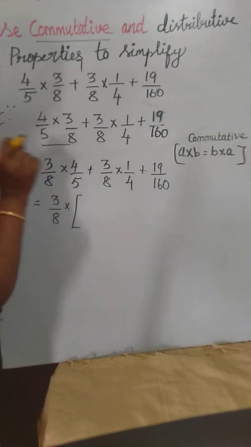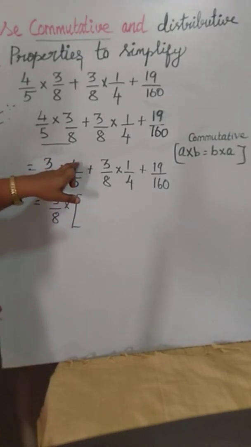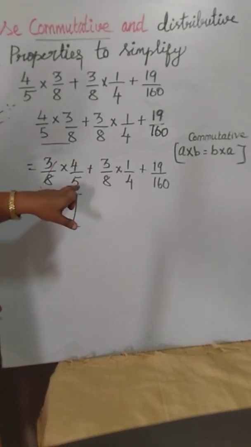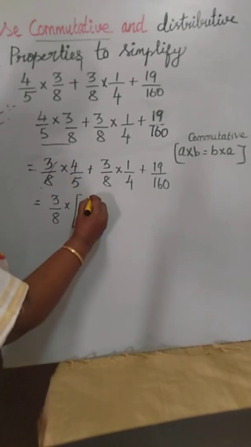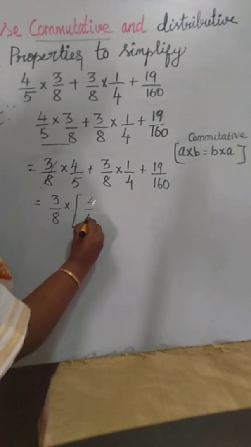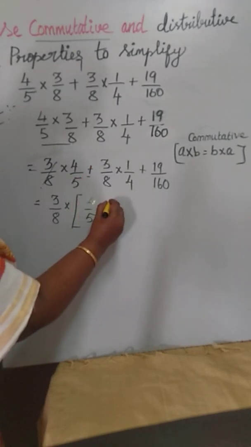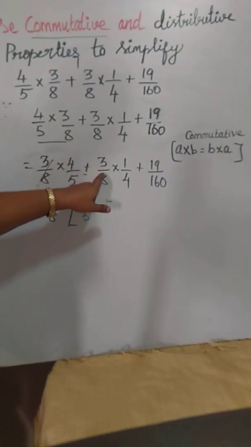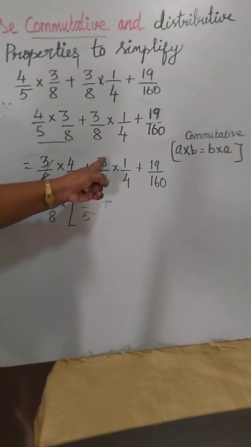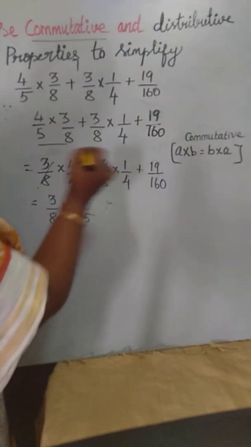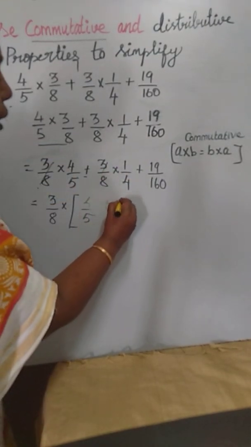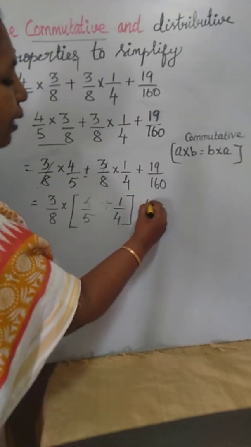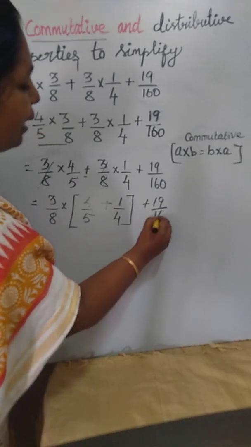So, what is the remaining part in the first place? 4 by 5, after I take out 3 by 8. So the balance is 4 divided by 5, and here I put 4 divided by 5. Next, a plus is there, so here I put a plus. Next, I take this 3 by 8 outside. What is the remaining number? 1 divided by 4. So, here I put 1 divided by 4. The next one is 19 divided by 160.